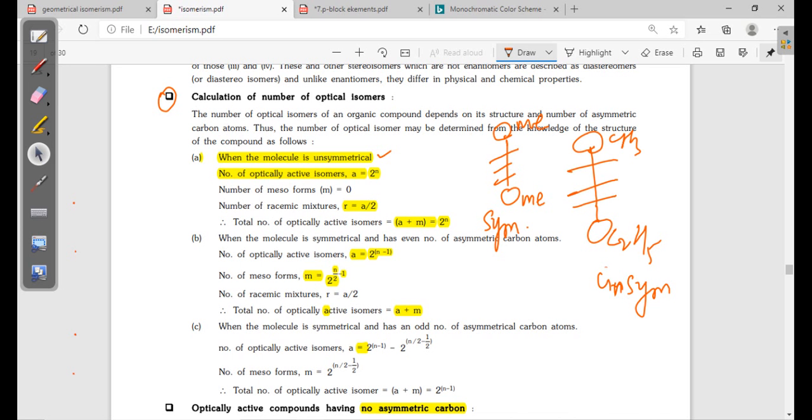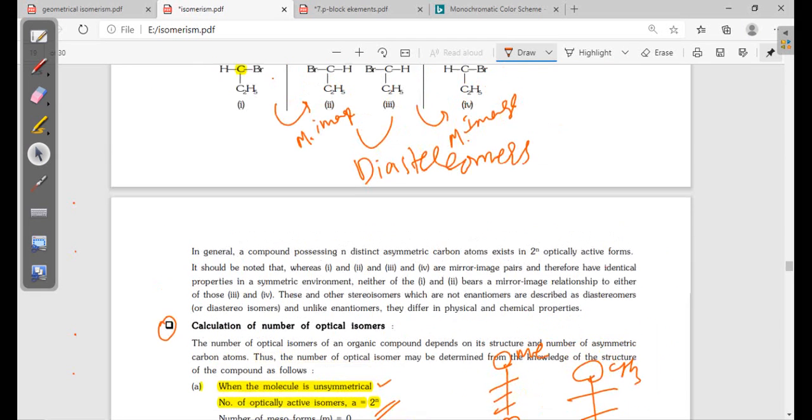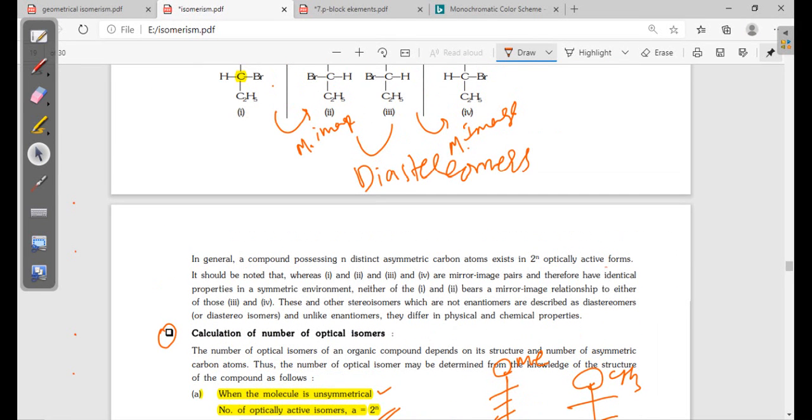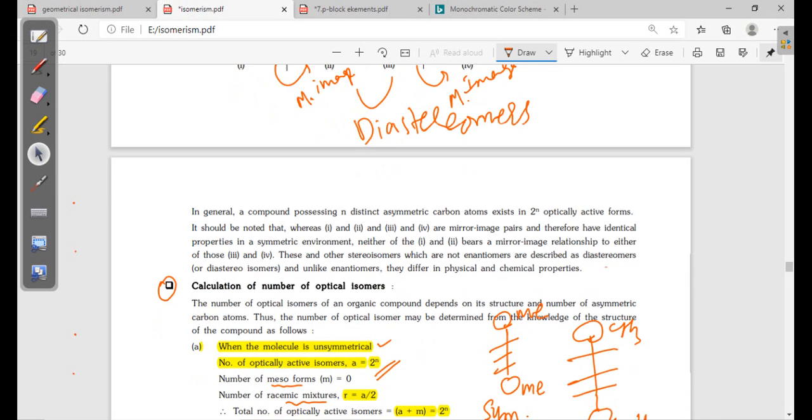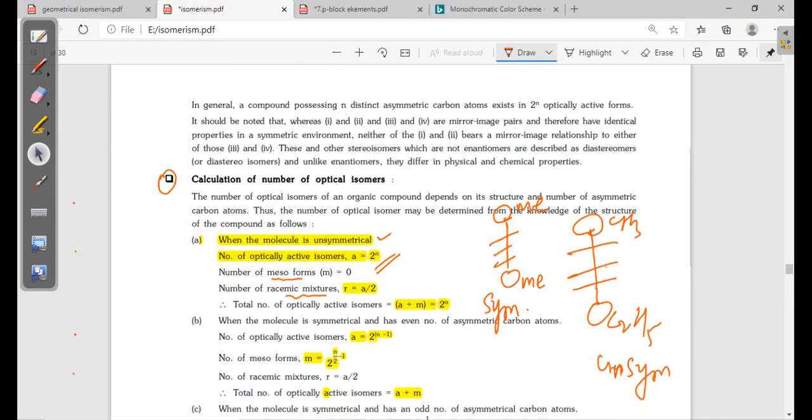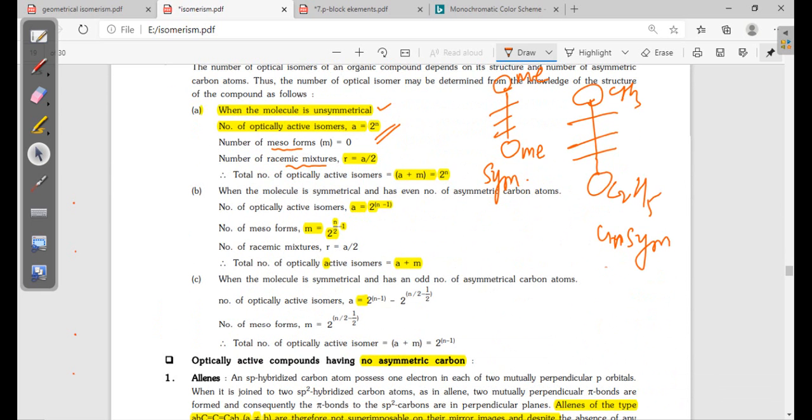then the formula is 2 to the power of n. Next, meso forms are 0. Racemic mixtures, how many? Racemic mixtures are obviously A by 2. Here, just before, we saw that a total of 4 are there. Out of 4, these two are enantiomers, these two are also enantiomers. Total 4 existing means 2 are original, 2 are images. So there are 2 racemic mixtures. So here A by 2.